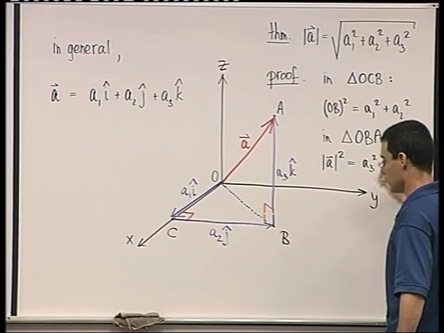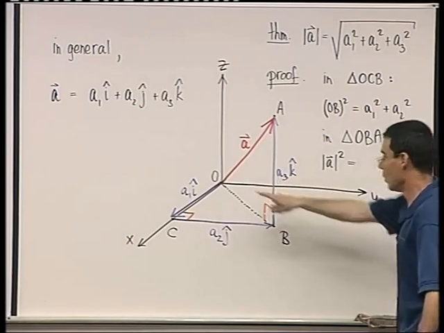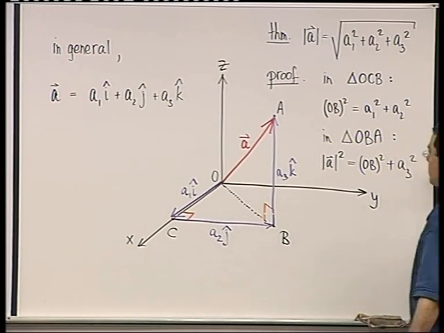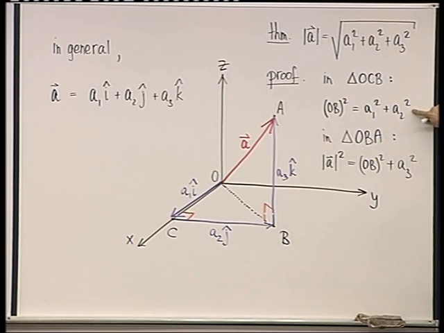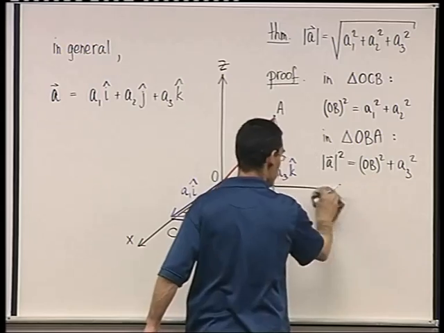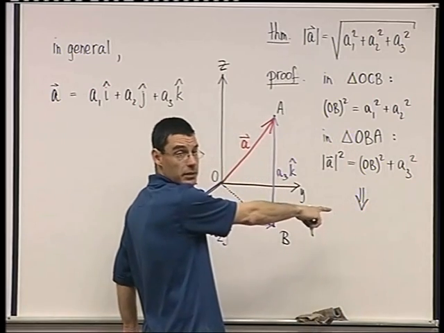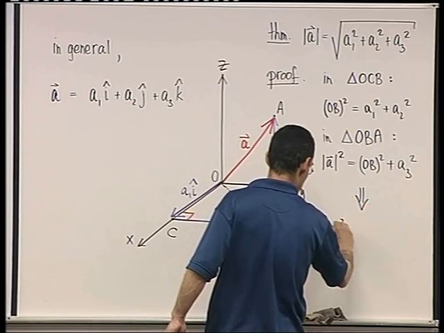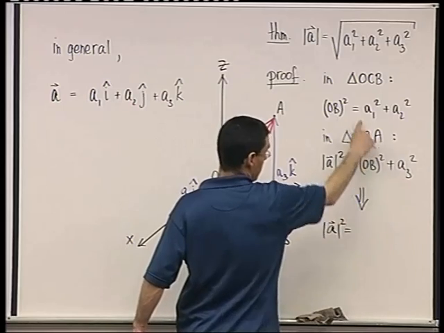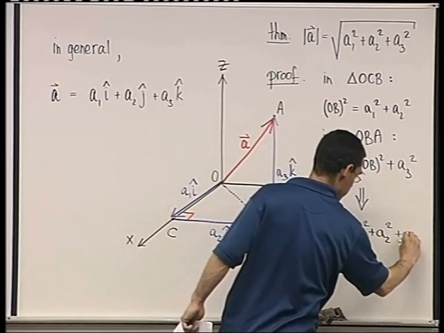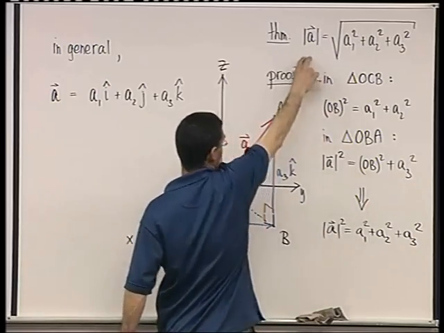So we get the length of A squared equals OB squared plus A3 squared. Do you agree? Everybody good? Now all we have to do is take OB squared, which we found here, and plug it in here. So the conclusion is, you all know this symbol, right? So it follows that A squared equals OB squared, which is A1 squared plus A2 squared, plus A3 squared. And by taking square roots of both sides, you obtain the formula for the length of A.